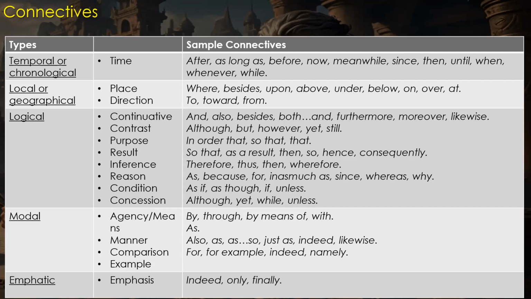Both this and this. Both this and this. Maybe you'll find furthermore, moreover, or likewise. Those are continuing type words. Contrasting words. Okay. Although this happened, I'm going to tell you something new. Okay. This might have been happening in the past, but this is now happening in the present.